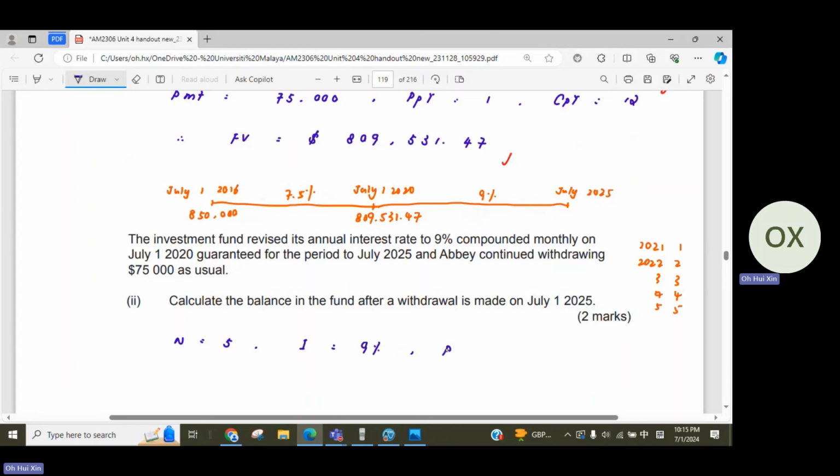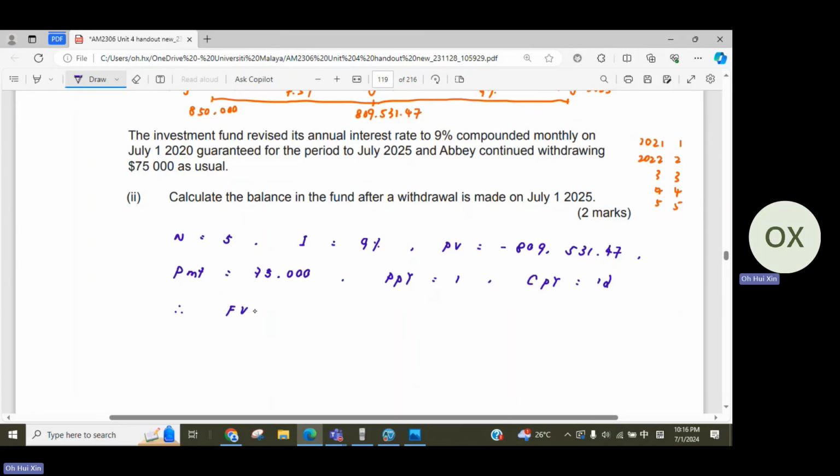So PV is going to be the value that we have by the time when the interest rate is revised. So we have negative 809,531.47. Okay, so PMT is 75,000. So PPY is 1, CPY is 12, which is exactly the same as the previous question.